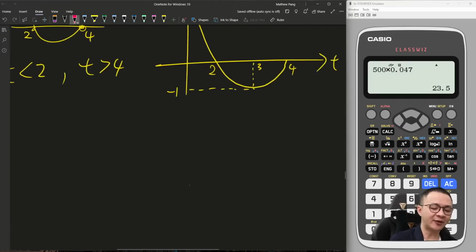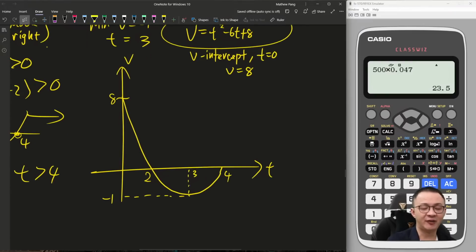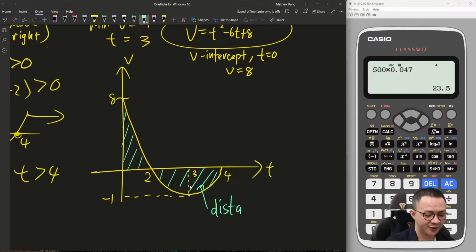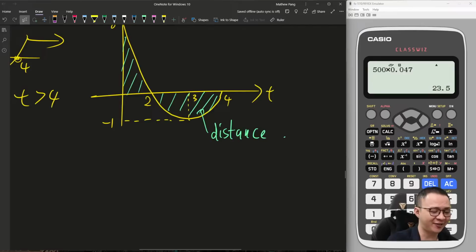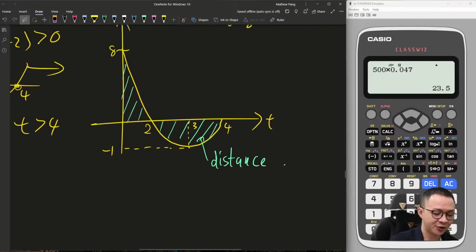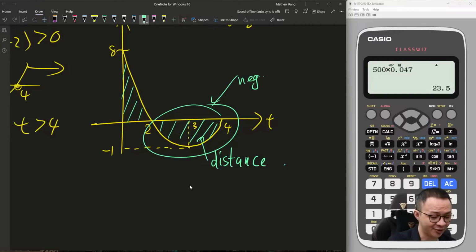Okay, for this 4 marks, if you have the velocity time graph, it should be quite easy because we understand the area of the velocity time graph is the distance. And all of us learned about integration before, right? So we know how to find area easily. And we also know the area below the t-axis is negative, right? So this part will give me negative, so later I will modulus it. So I will separate them.